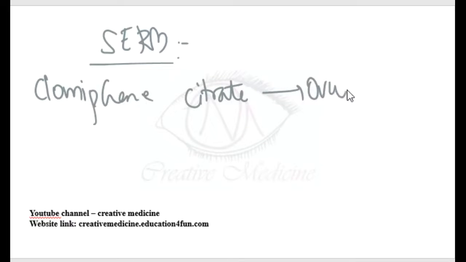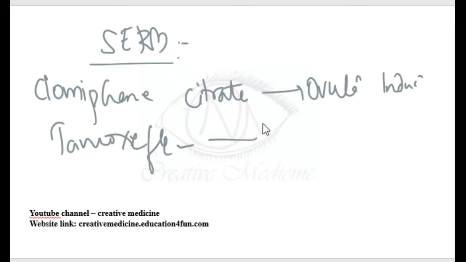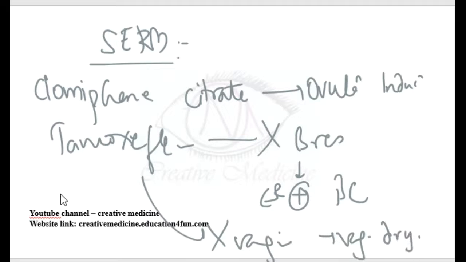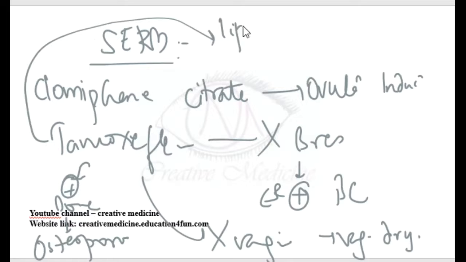Second, tamoxifen. Tamoxifen acts as an antagonist on the breast and it is used for managing estrogen receptor positive, or ER positive, breast carcinoma. It acts as an antagonist in the vagina and thus causes vaginal dryness. It acts as an agonist on bones and thus is used in the management of osteoporosis. It acts as an agonist of estrogen on lipids and thus it is cardioprotective.